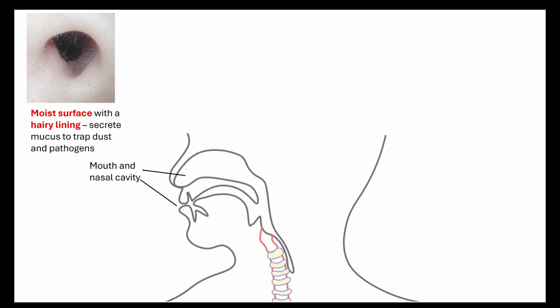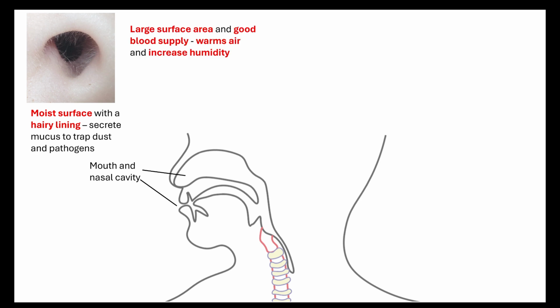That's important because the cells in our nasal cavity will secrete mucus to trap any dust and pathogens that we may have breathed in. As they are in the air, moving around, when we take a breath in, that could result in these pathogens or dust particles getting into our lungs. We don't want that to happen, so we have special mechanisms to prevent that.